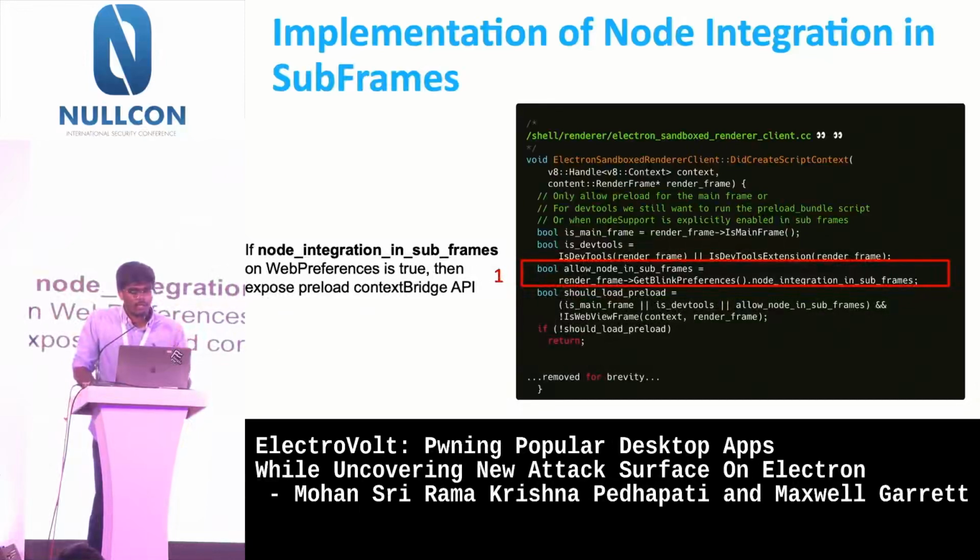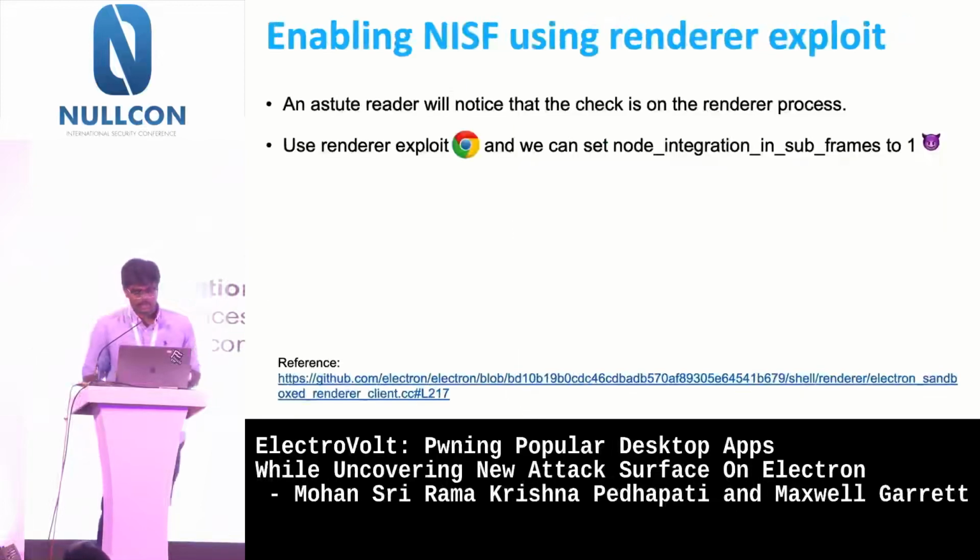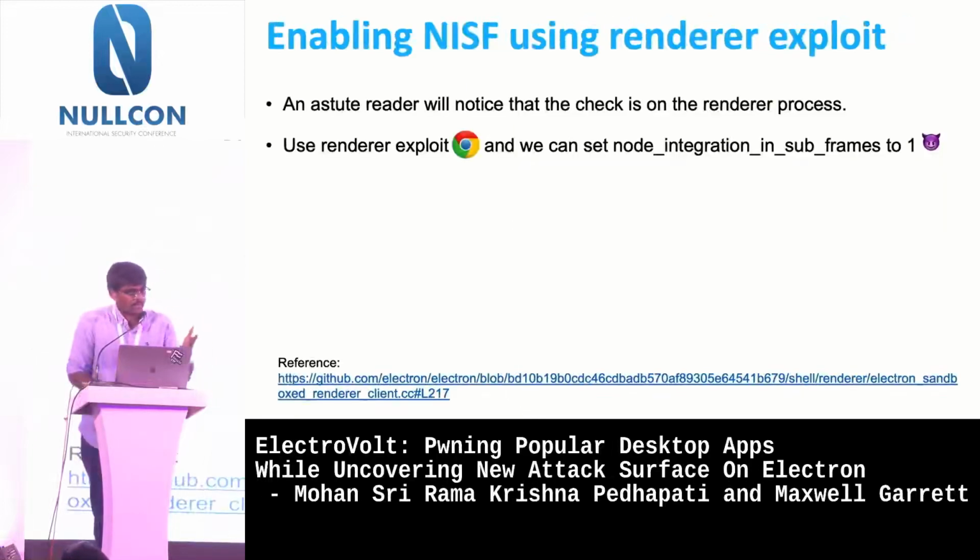If you carefully check, the check is taking place in the renderer process, which means using a V8 exploit, you find the offsets to these Blink web preferences, and there you override the web preferences and get access to Node modules. Let's see how we can do that. If you notice, the check is running in a renderer process, right? So we just use an in-renderer exploit to set the node integration to 1.